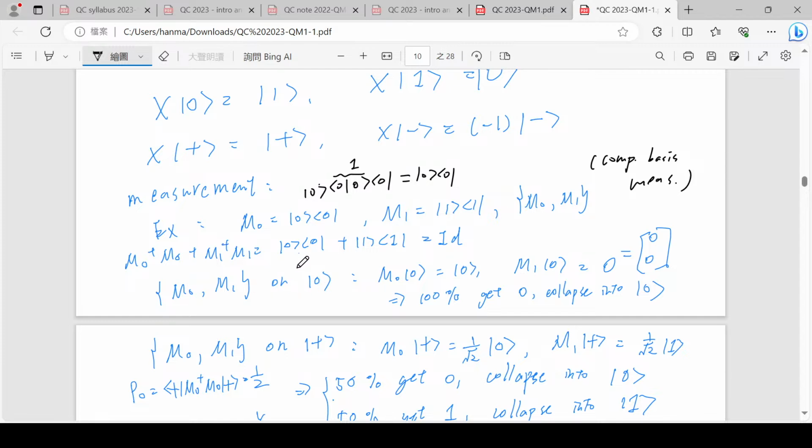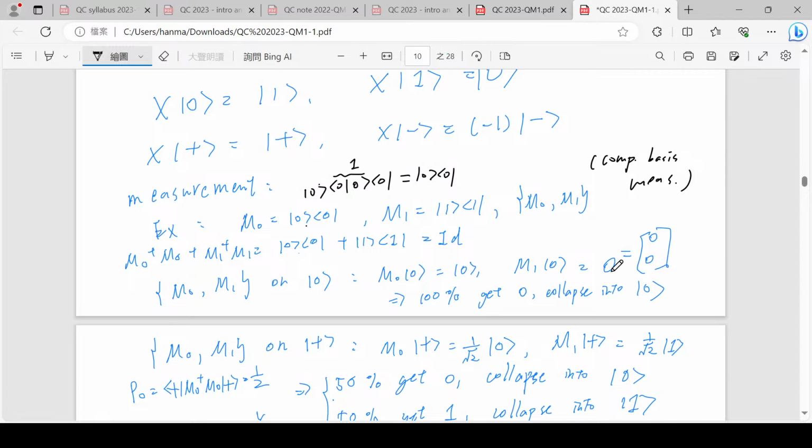Then, as we said, the post-measurement state should be M_i applied to your state. The post-measurement state corresponds to M0 on |0>, so it's still |0>. You apply this on |0>, you get back |0>. Your state is you project the |0> ket onto |1>, but |0> and |1> are orthogonal, so this is just a 0.